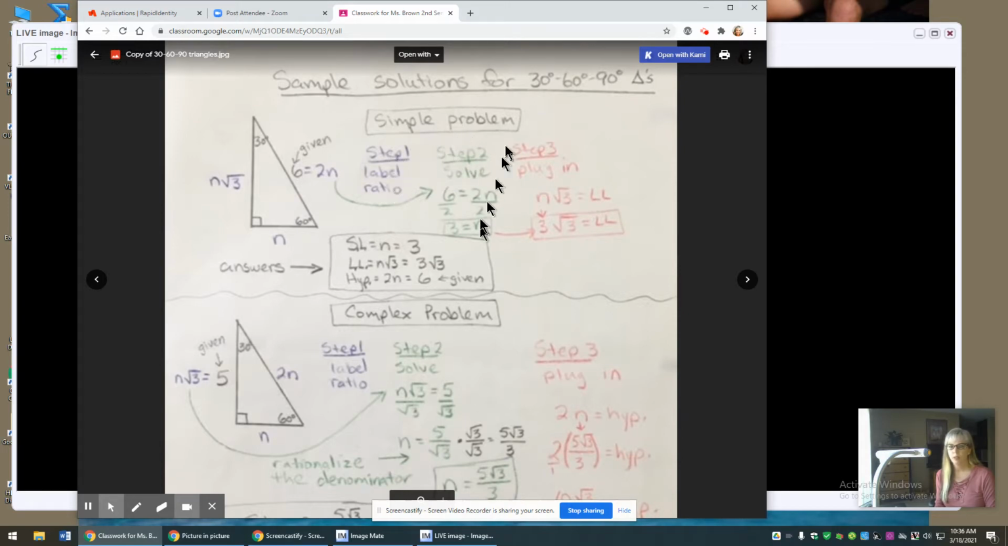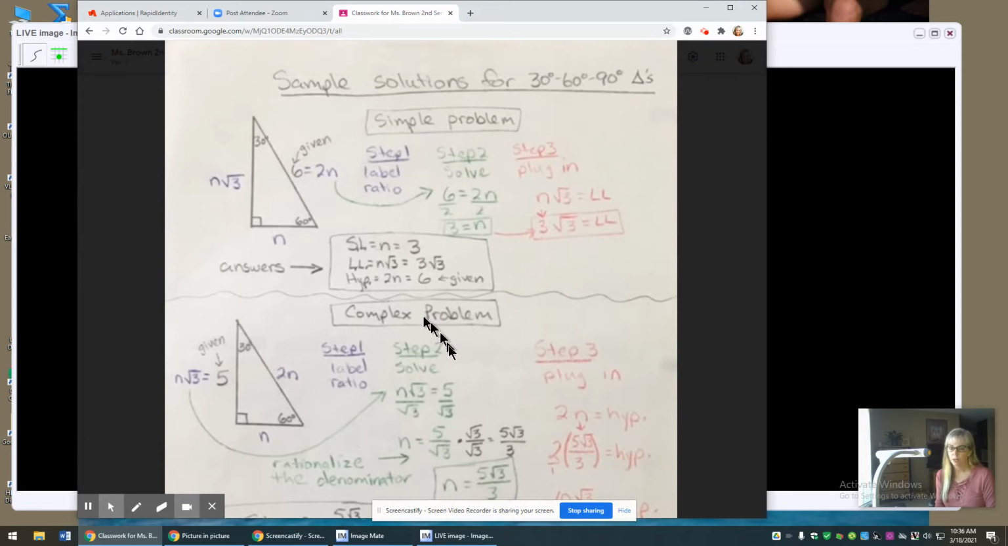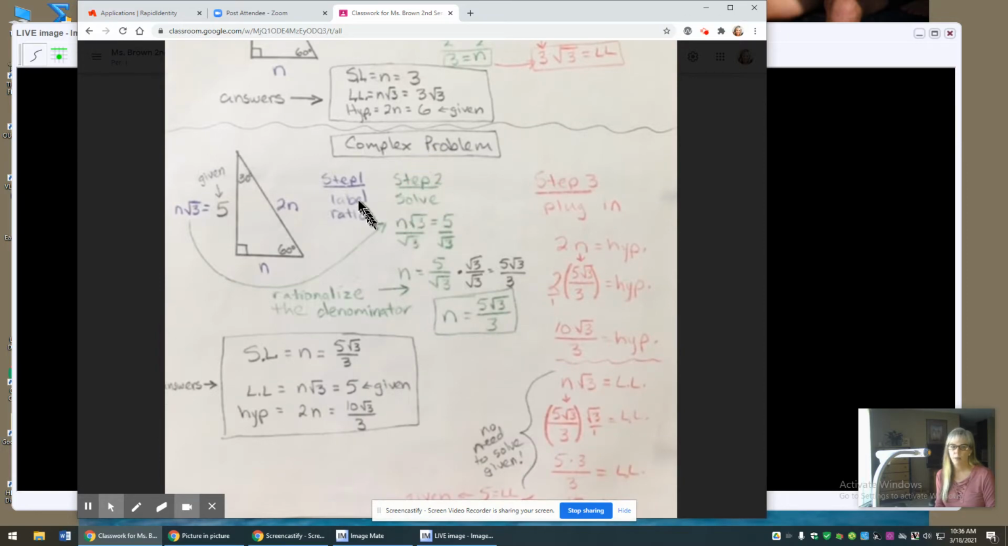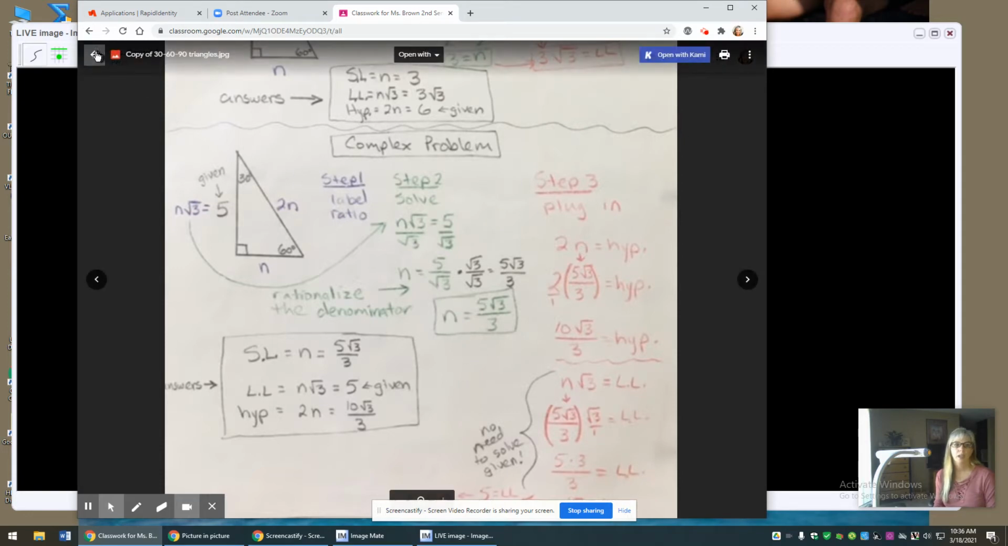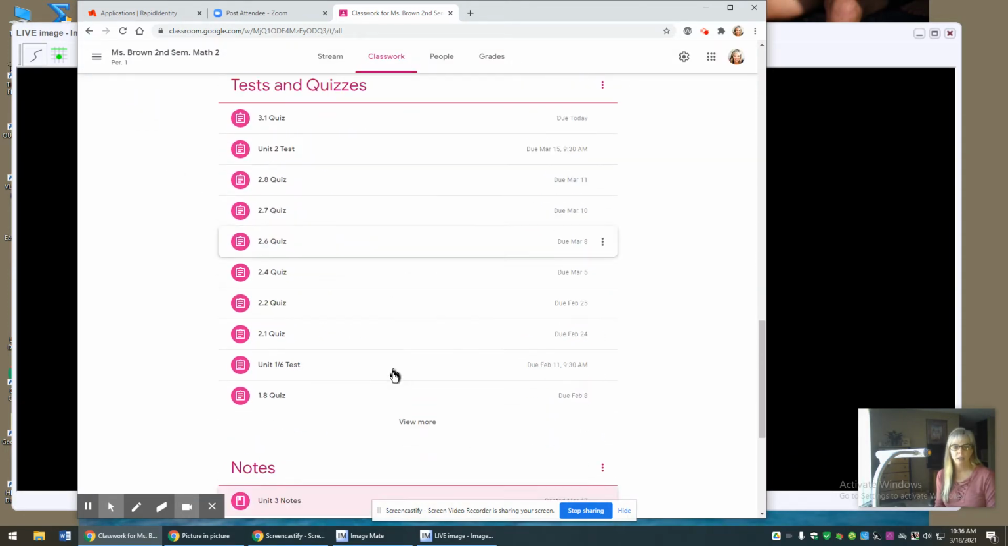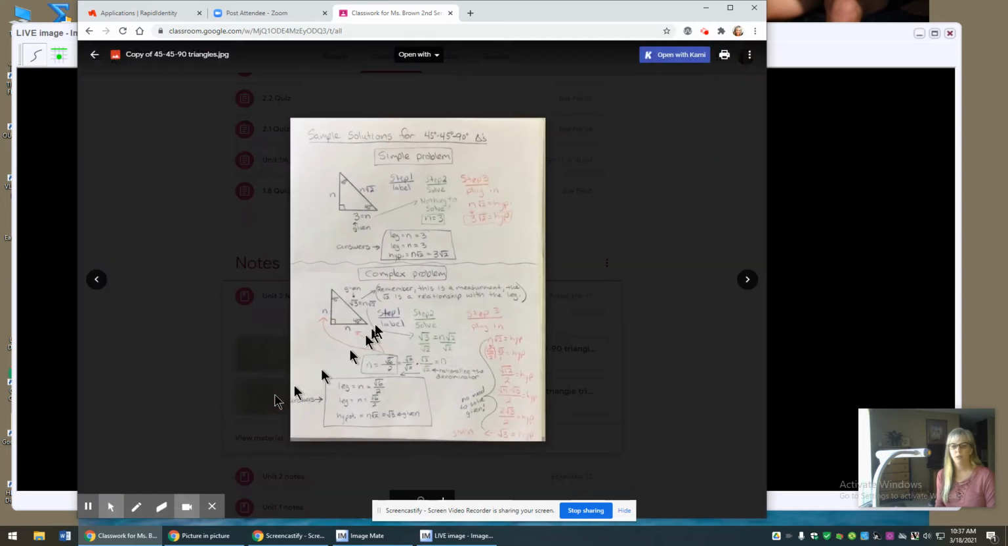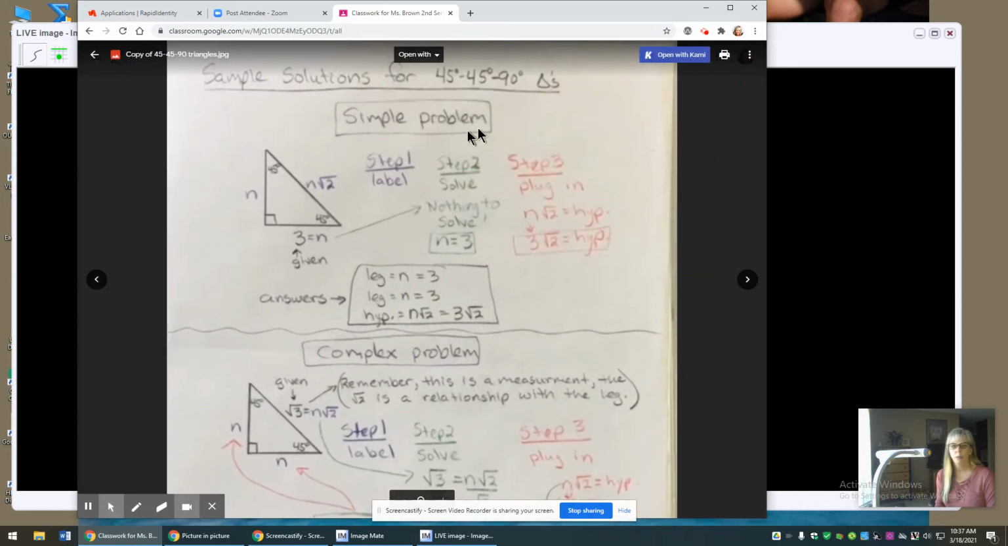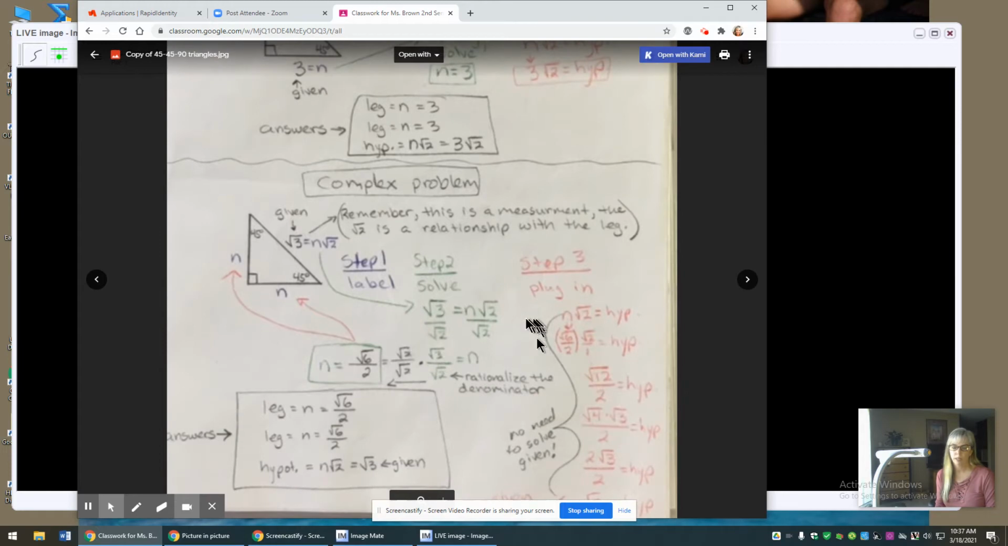Step 1, step 2, step 3, you're going to look at these on your own. And then I did a complex problem where things get more tricky and difficult. But the steps are the same. If you follow those steps exactly the way I word it, you will get the right answer every time. It doesn't matter how difficult or complex the problem is. The steps are the same. So I have a 30, 60, 90, and then I also have a 45, 45, 90 where I did a simple problem and then I did a more complex problem.